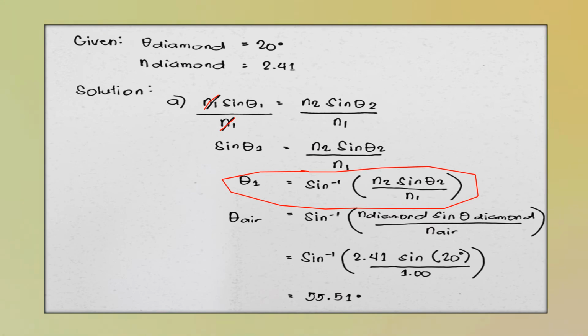Okay. After getting the formula, substitute the given. We have n2, which is 2.41, sine the angle of diamond, that is 20, divided by the index of refraction of air, that is 1. So our calculated value for the refracted angle is 55.51.